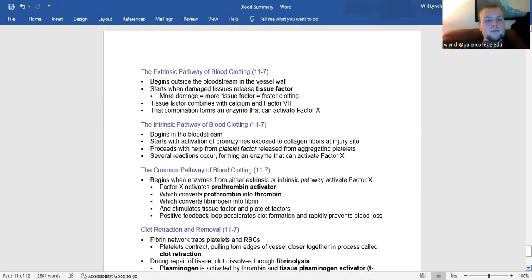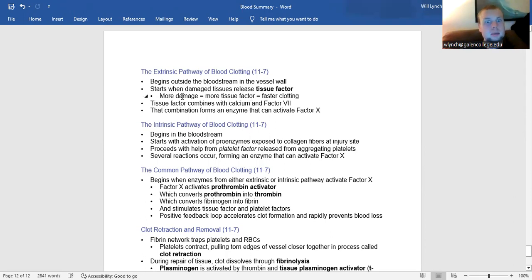There are two pathways of blood clotting. There is the extrinsic pathway and the intrinsic pathway. The extrinsic pathway is going to begin outside of the bloodstream. So this occurs when we have a breakage of a blood vessel or injury exposing it to the external environment. The damaged tissue is going to release what we call tissue factor. And at that point, tissue factor is going to start forming a clot.